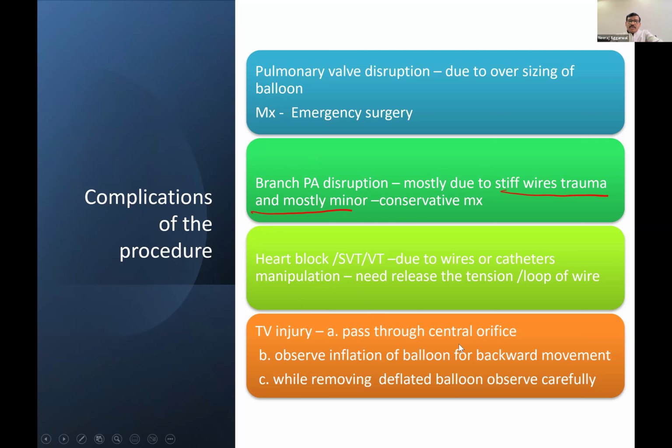Cracks or injury, you have to try to pass through the central orifice. Don't push and pull. Also, when you're doing the balloon inflation, keep an eye that there is no backward movement, so that you are not entering the tricuspid wall area.